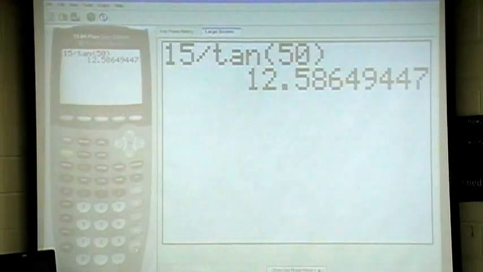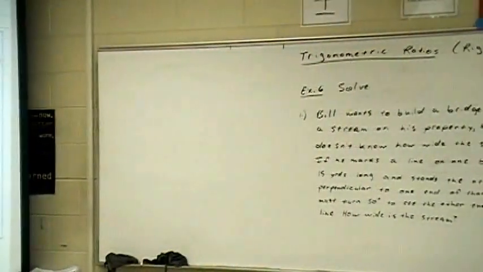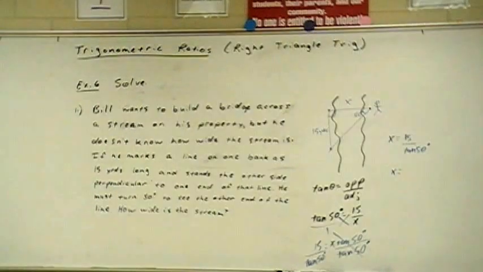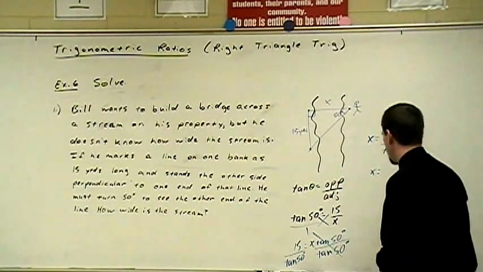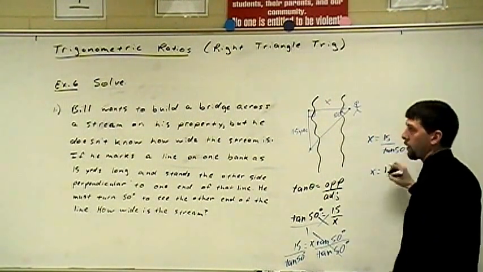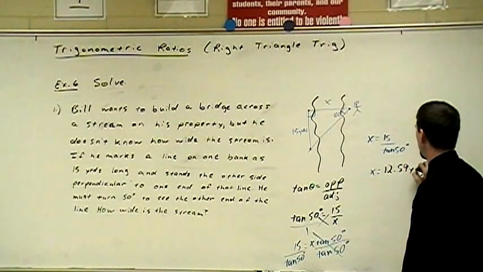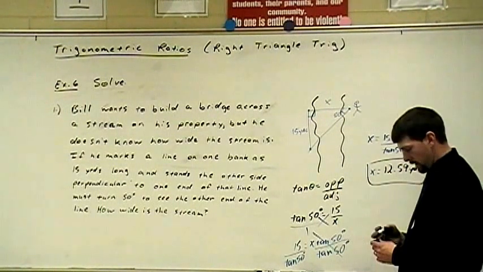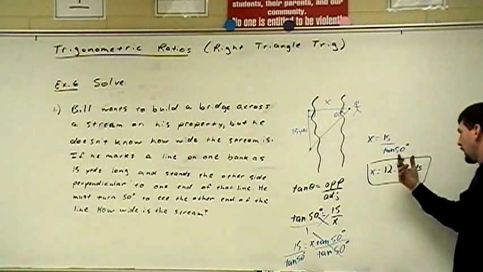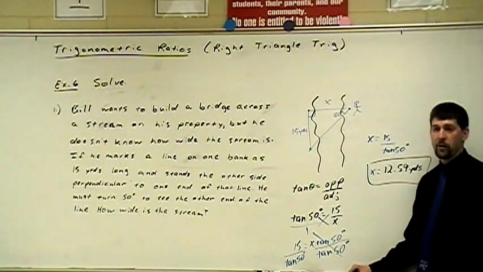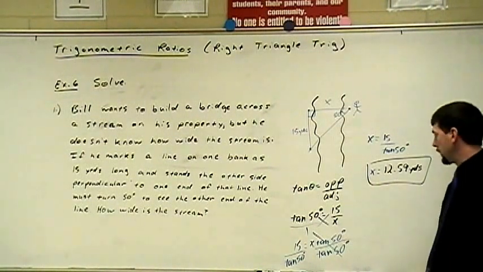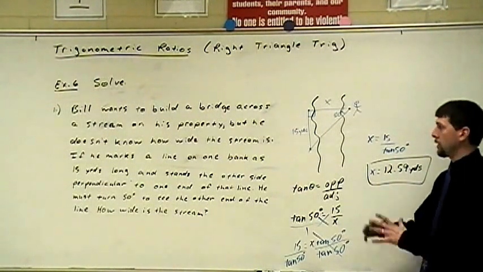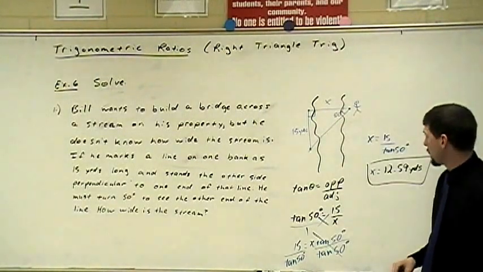Well, let's turn it back into the problem. And the problem was wanting to know how wide Bill needs to make his bridge. So how wide does Bill's bridge need to be? It needs to be 12.59 yards long. Okay, so that's a little bit over, almost 38 feet wide. That's a big wide stream, isn't it? So it's about 38 feet long. He needs to make that bridge at minimum that long.